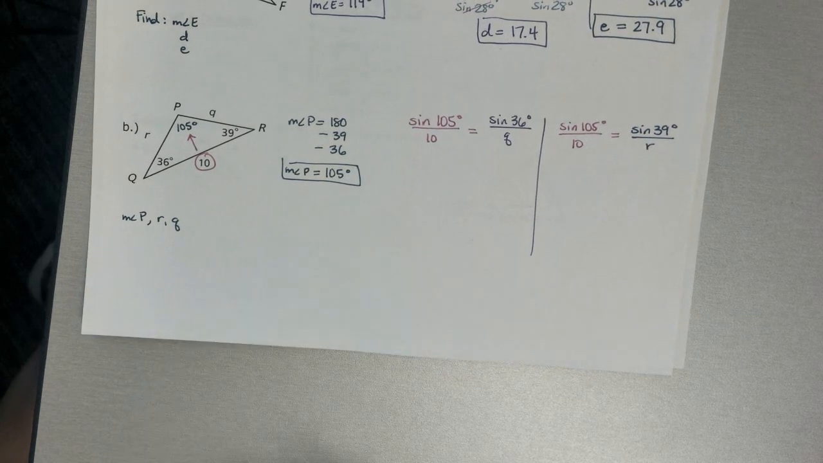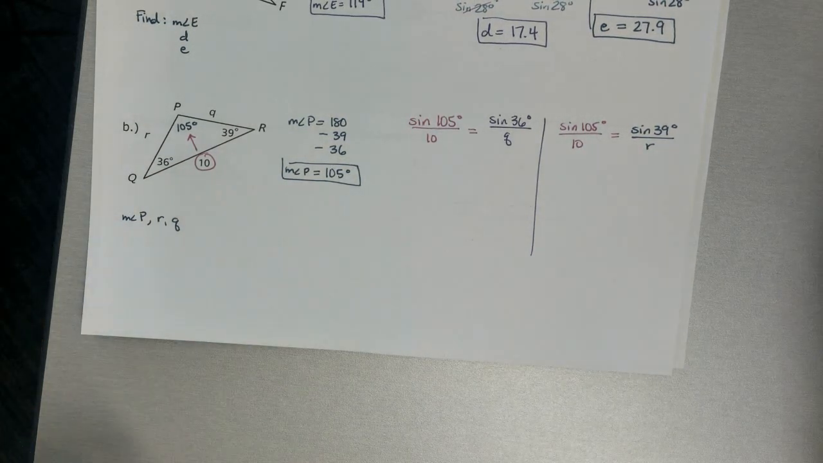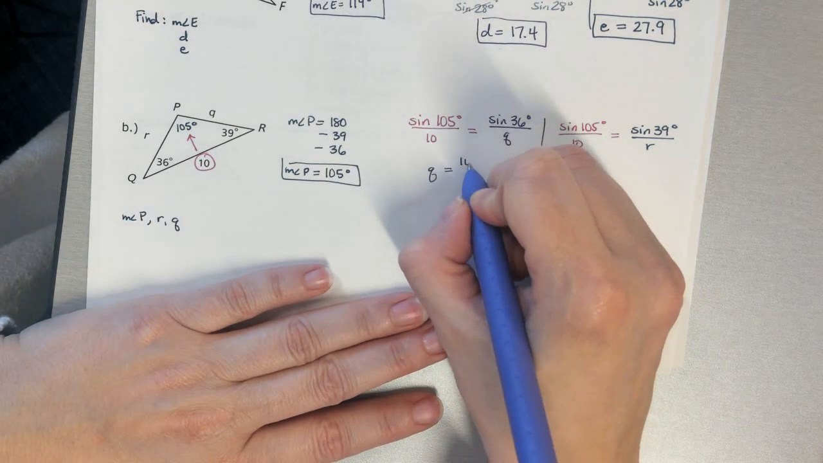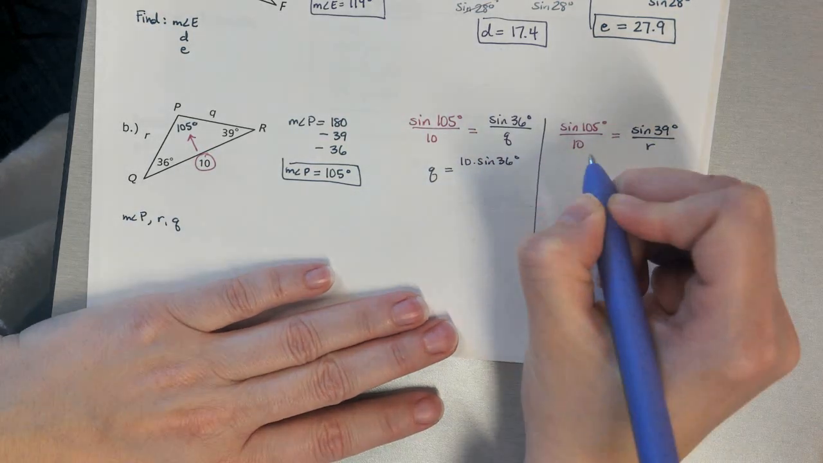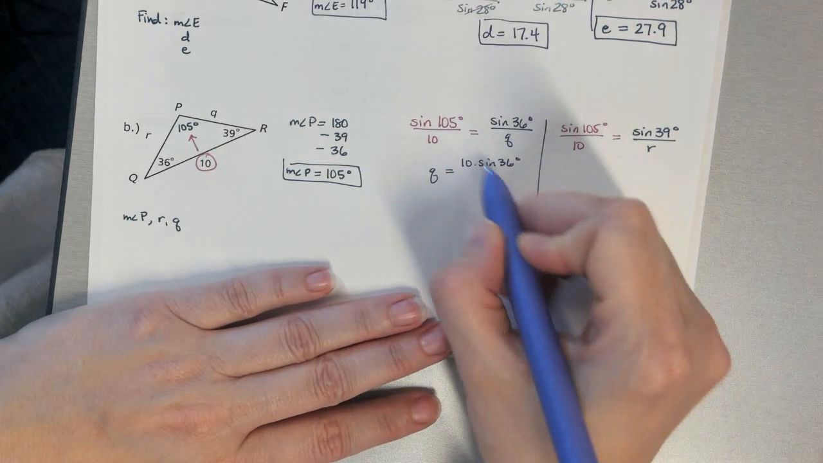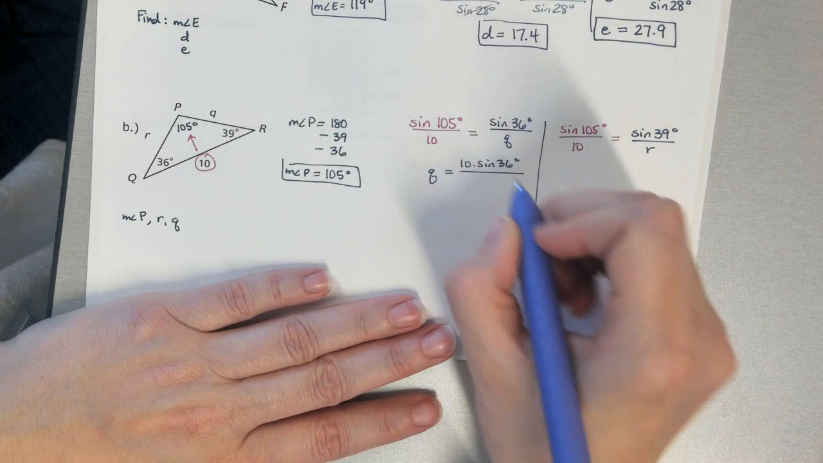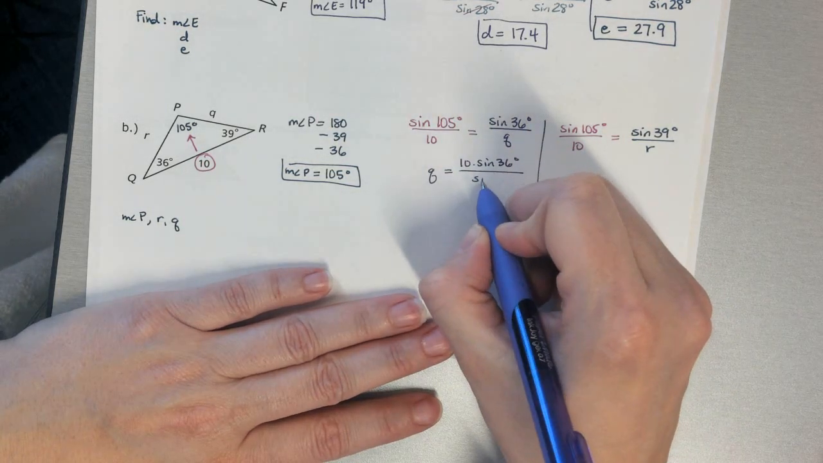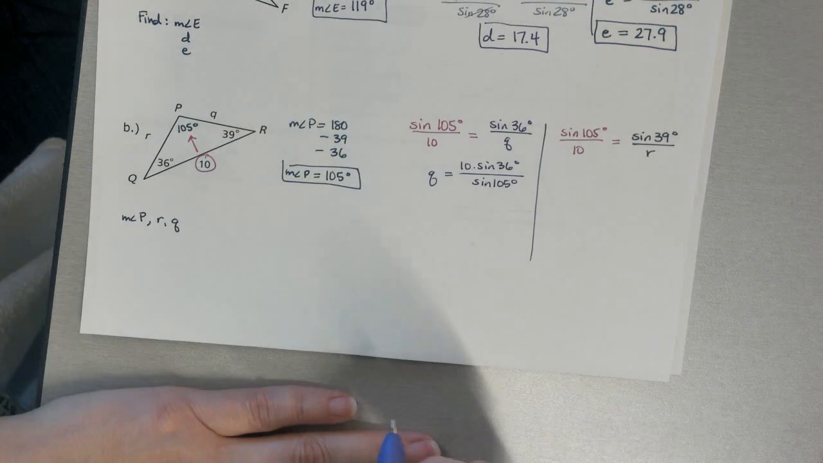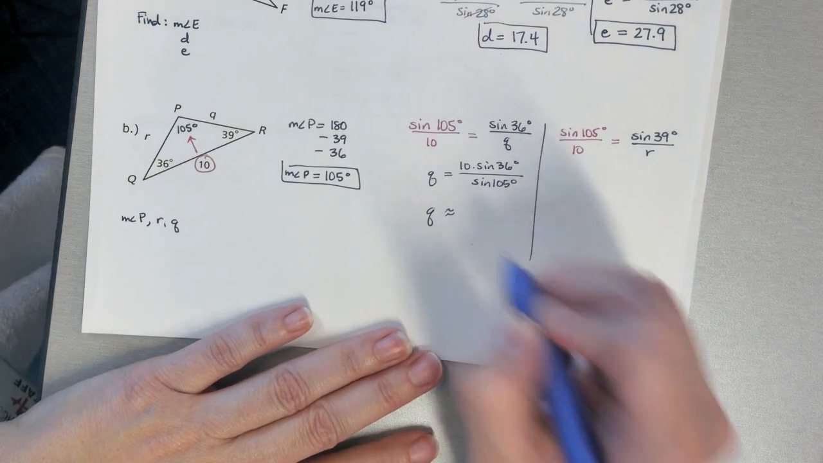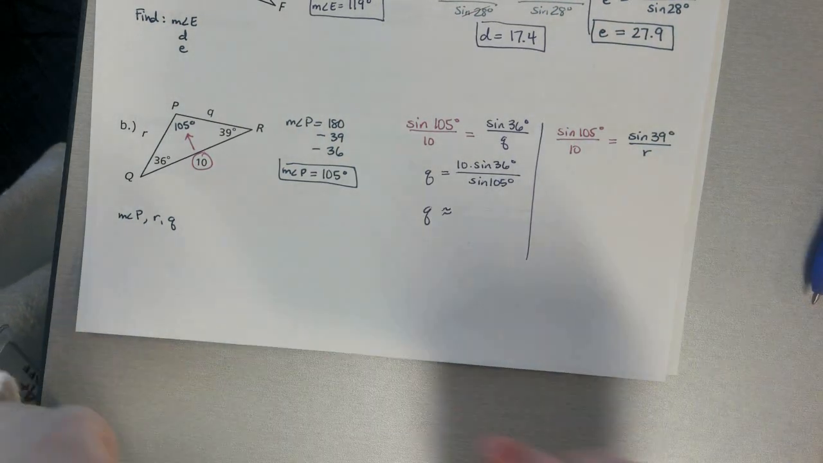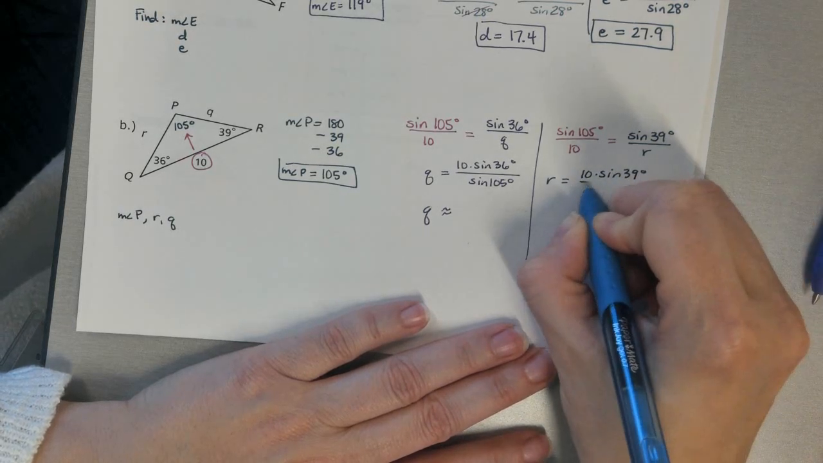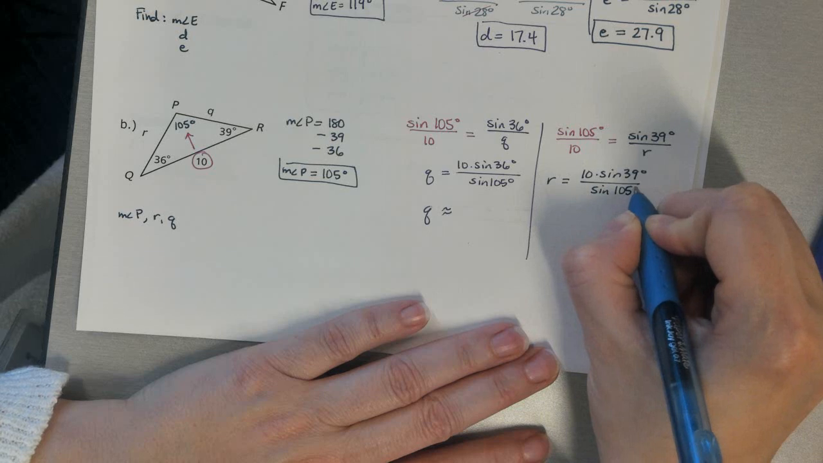So check to make sure that your setups are correct. Okay, so I do need to see your setup, and then like I said, go ahead and you can jump right to here. 10 times sine of 36, and then it's divided by the sine of 105. Okay, and then we'll round that to the nearest tenth. For this one, 10 times the sine of 39 divided by the sine of 105.